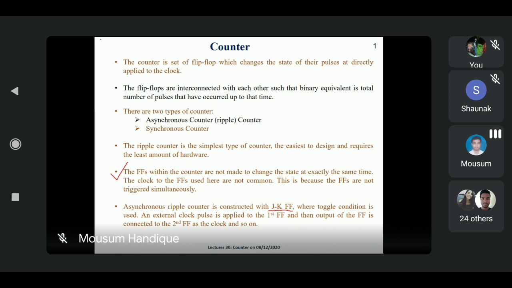Whatever output comes from the first flip-flop behaves like the clock signal of the second flip-flop. But remember, when we are using any flip-flop, there are two outputs: A and A bar. A behaves like a clock to the next flip-flop, or A bar behaves like a clock to the next flip-flop. We'll see that later.